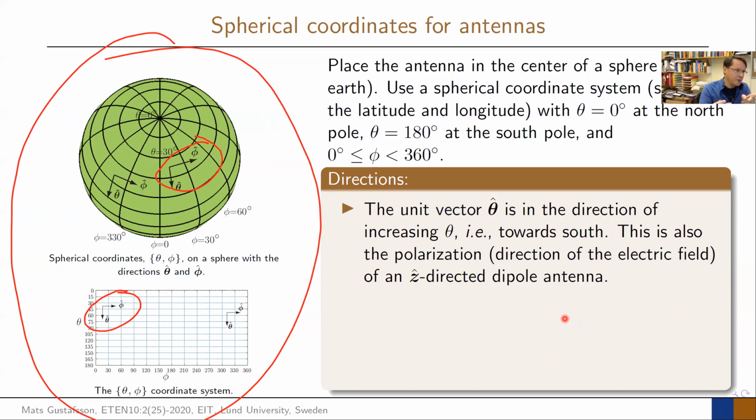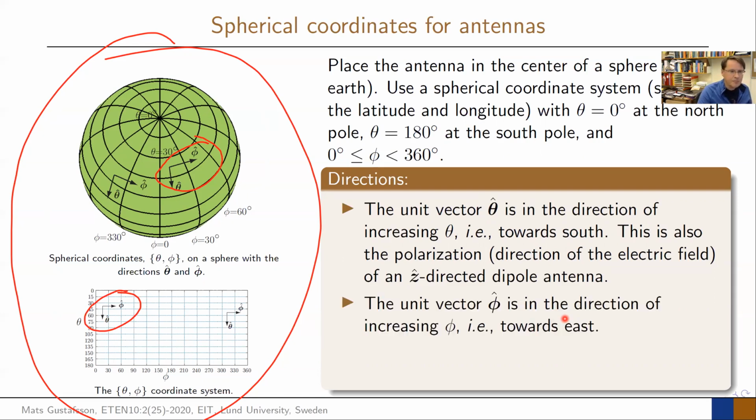It's the same thing when you think about directions on Earth. And then different positions are where you are in the original theta and phi coordinate system. So these are the things that we have there. And phi hat is in the direction of increasing phi, which is east.